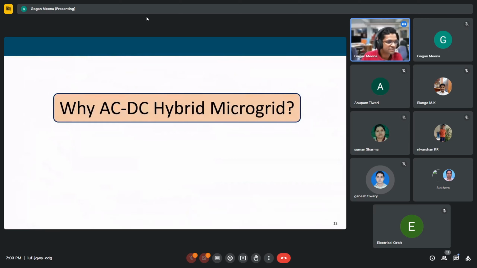So the next question for you is why do we go for an AC-DC hybrid microgrid? What's the need for this hybrid combination? Why not go for AC or DC? What will be the benefit of using AC?